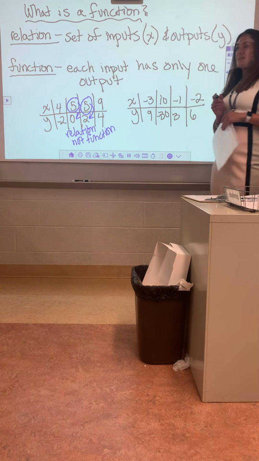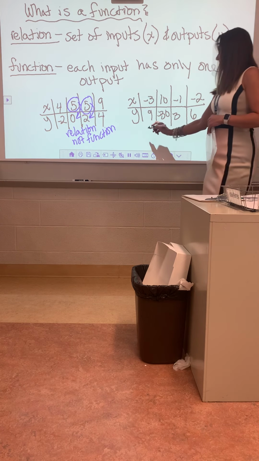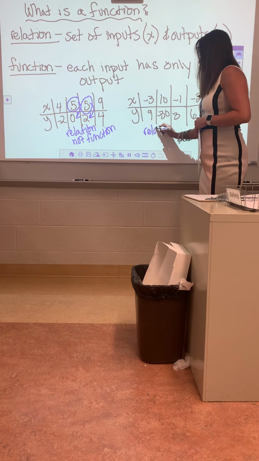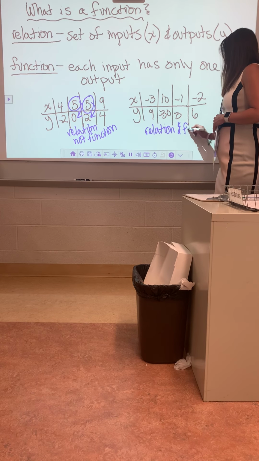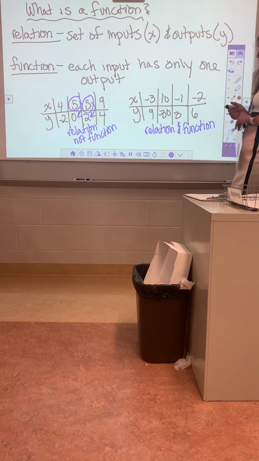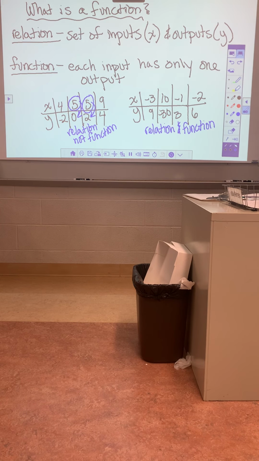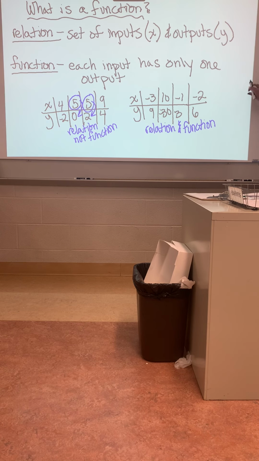Okay, how about the second one? Thumbs up or thumbs down? Is it a function? Good, yes, this is a relation because it has inputs and outputs, and a function. Okay, so now we know how to determine whether something is a function on a table. Let's also take a look at a graph.